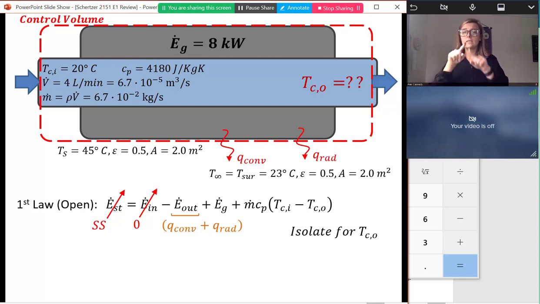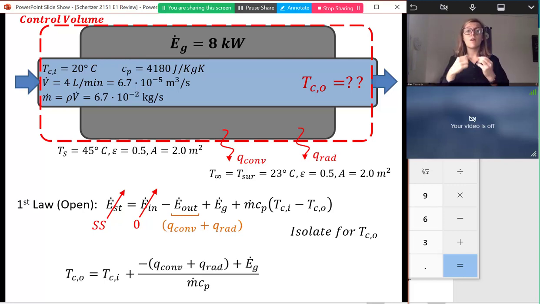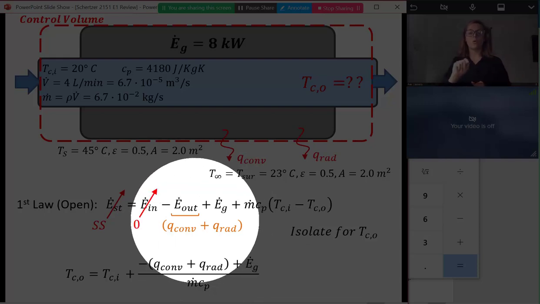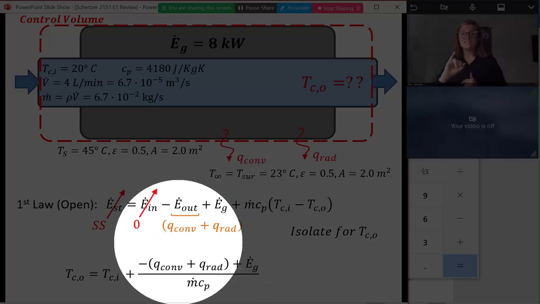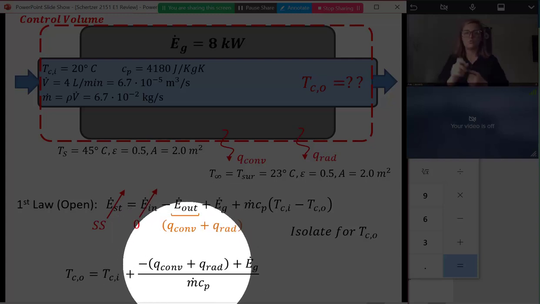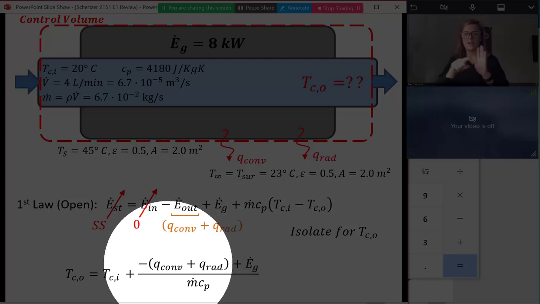So this is going to be my equation, but the value that I want to know is the cold water temperature out. So here I can isolate for T cold out, right? And I get T cold in plus this. Now, here, you just got to trust the first law with the signs, because this negative component is staying negative over here. So I might get a little nervous about this, right?